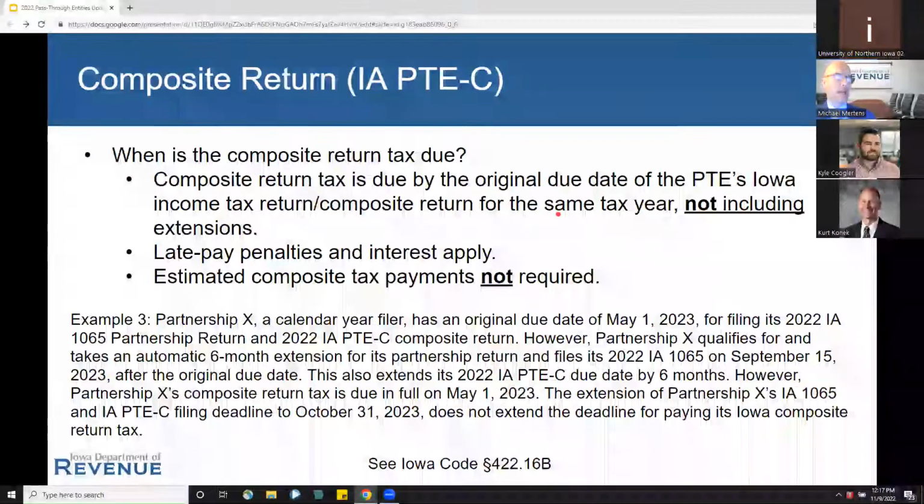Filing late can incur late pay penalties and interest. Again, there is an exception under Iowa law if you pay at least 90% of your composite tax due by the due date.